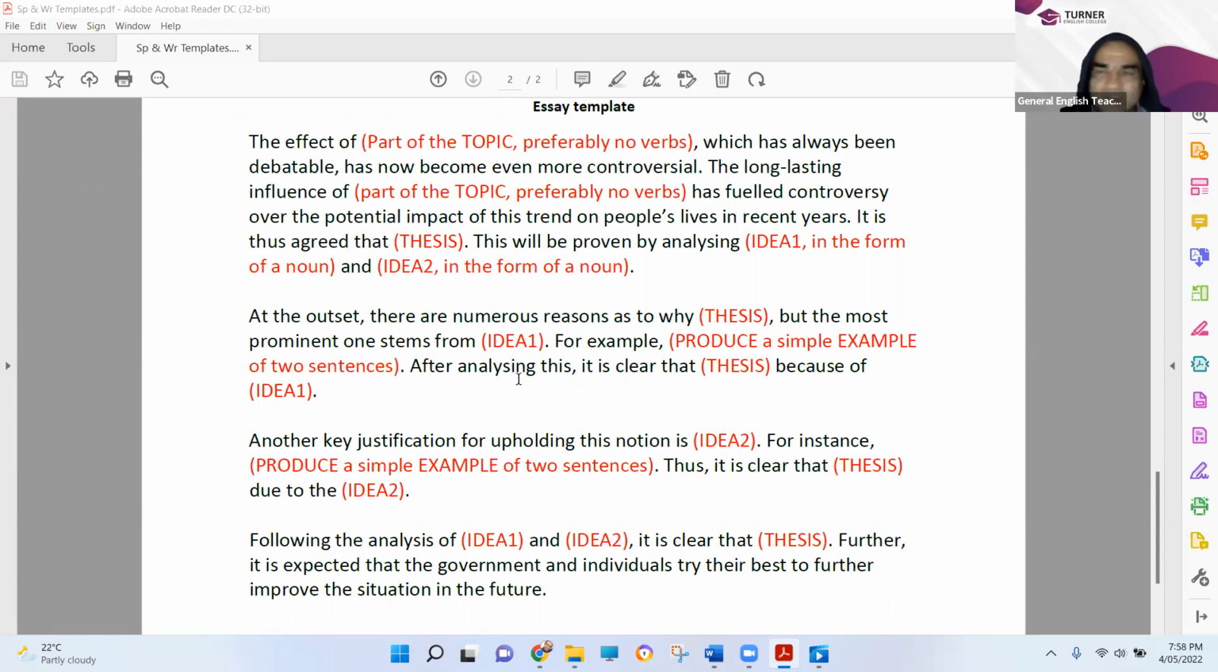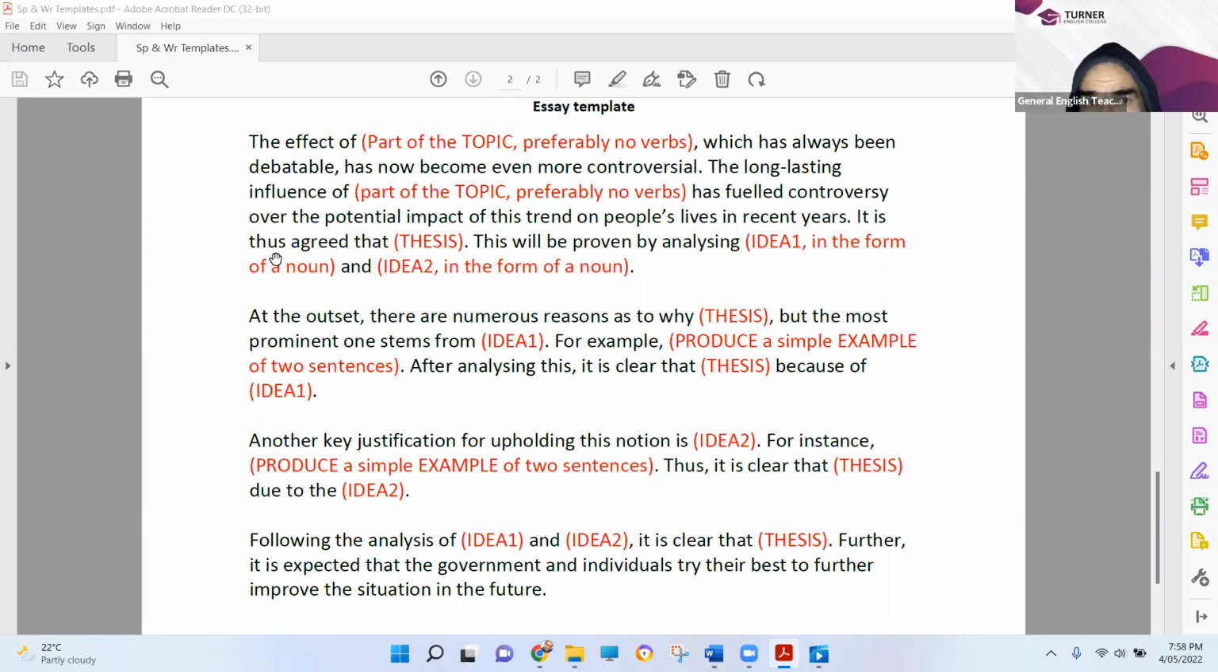All right, so that's the topic. The essay topic: do you think that watching television is good for children? So you write, the effect of watching television, which has always been debatable, has now become even more controversial. The long-lasting influence of watching television by children has fueled controversy over the blah, blah, blah.